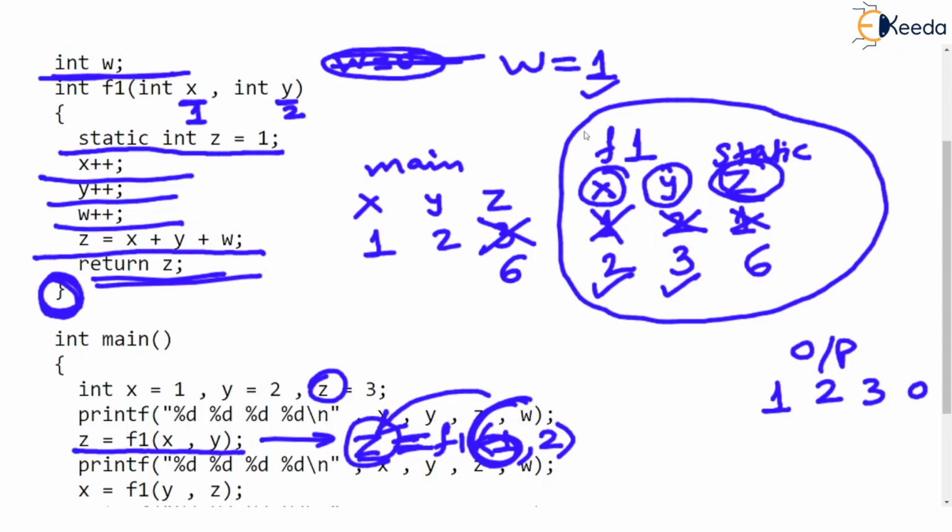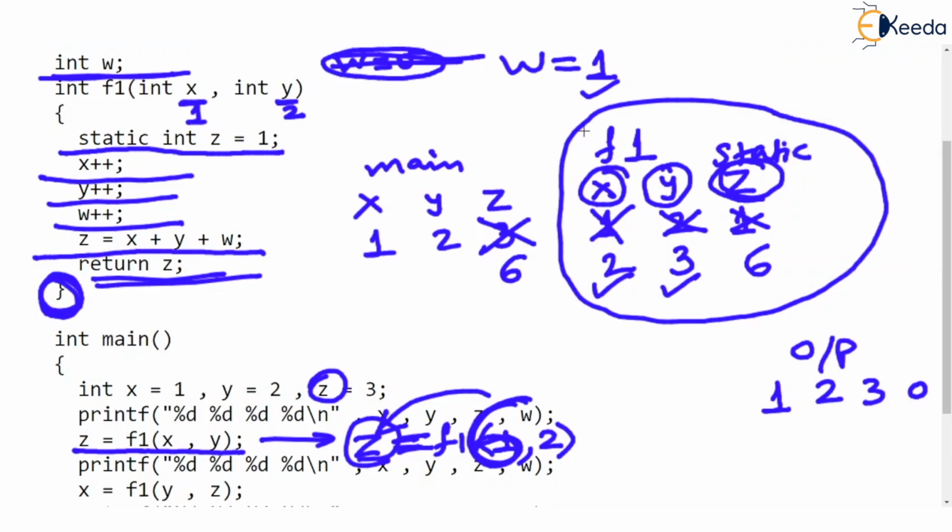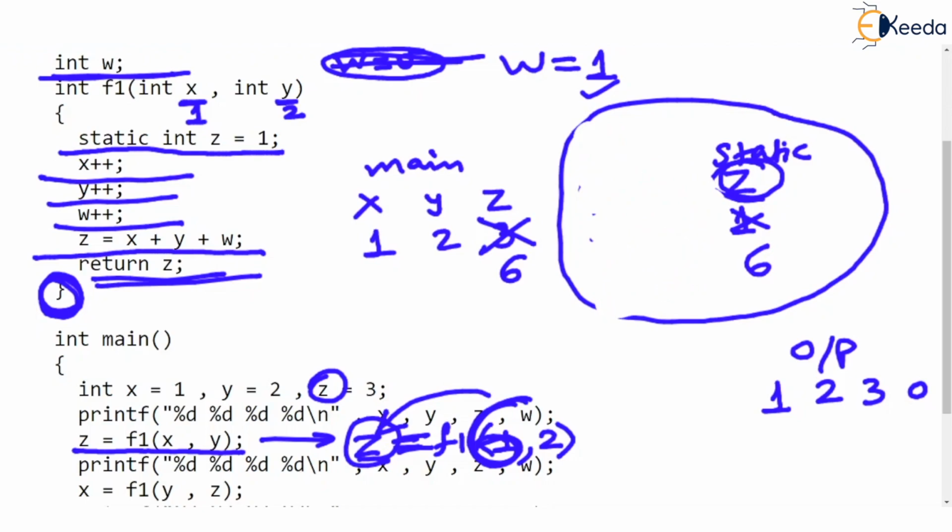But don't forget, when we are back in main, surely f1 function is over, isn't it? But look, I am erasing only parameters x and y of f1, but I am not erasing z, because z was static. Although z was declared inside f1, it was a static variable, and even its value, that is 6, will be preserved in the memory. So just give me some time.